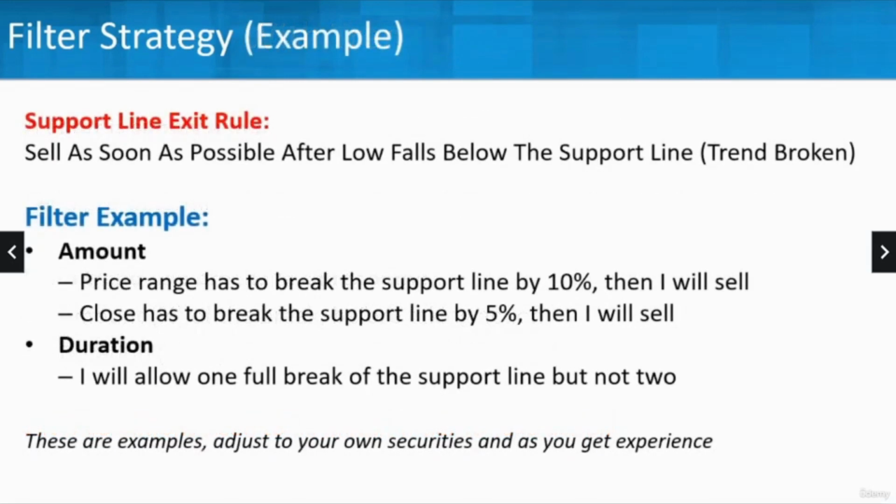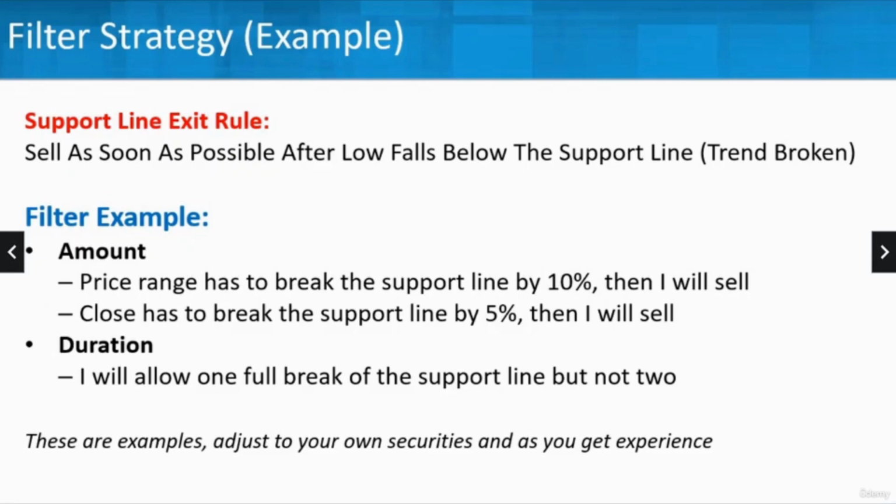So let's say we know the support line exit rule, right? So you've bought into an upward trend, and you're going to sell out of that trend as soon as possible after the low falls below the support line. The low, anytime in that low price range during the day, the support line is broken, the trend is broken, you're selling. That's the rule, right? Now let's modify or filter this rule is another way you can approach it.